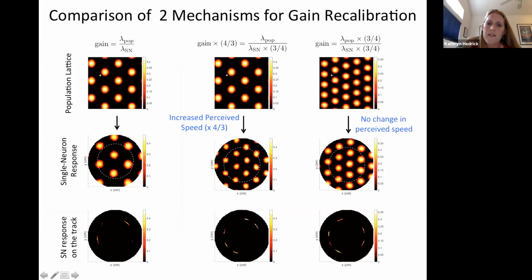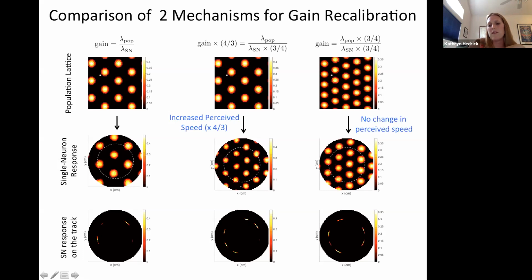The interesting thing, these are two completely different mechanisms for recalibration. One is an increase in perceived speed. One is no change in perceived speed, but a compression of the lattice. And yet the single neuron response looks very similar. And this becomes even more complicated because we don't have access to the single neuron response. We have access to this undersampling of what we perceive to be the single neuron response, this undersampled hexagonal grid.